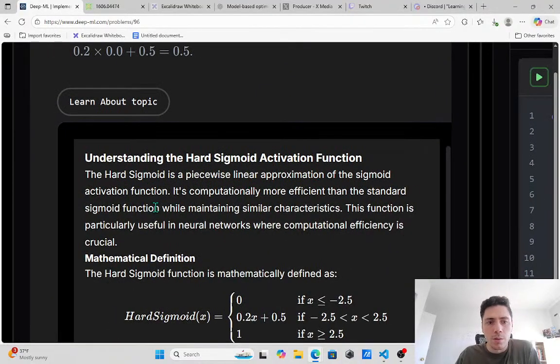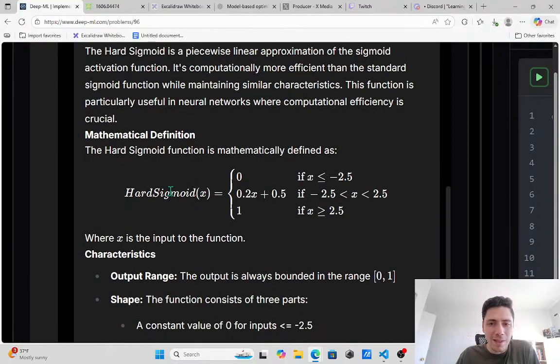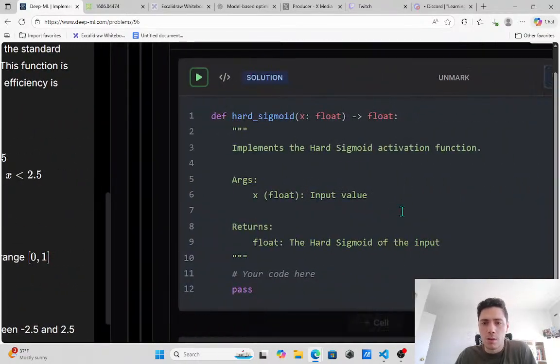The hard sigmoid activation function is computationally more efficient than the standard sigmoid function while maintaining similar characteristics. This function is particularly useful in neural networks, blah blah blah. Okay, this is the main crux of it. If x is less than or equal to -2.5, it's 0. If x is between this and this, it's a linear function of x. Okay, is it as simple as that? I'm going to start coding and see what happens.